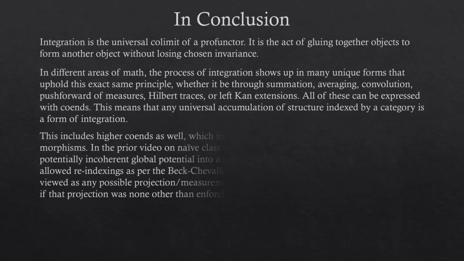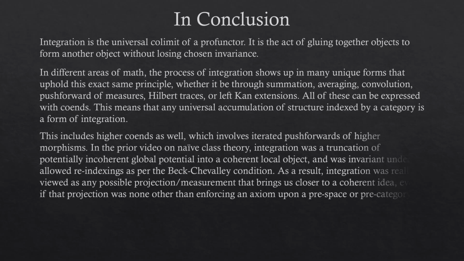This includes higher coends as well, which involves iterated push-forwards of higher morphisms. In the prior video on naive class theory, integration was a truncation of potentially incoherent global potential into a coherent local object, and it was invariant under all allowed reindexings as per the Beck-Chevalley condition. As a result, integration was really viewed as any possible projection or measurement that brings us closer to a coherent idea, even if that projection was none other than enforcing an axiom upon a pre-space or pre-category.